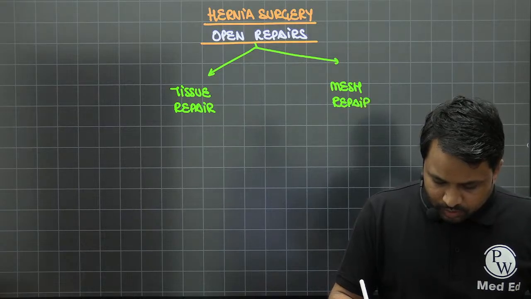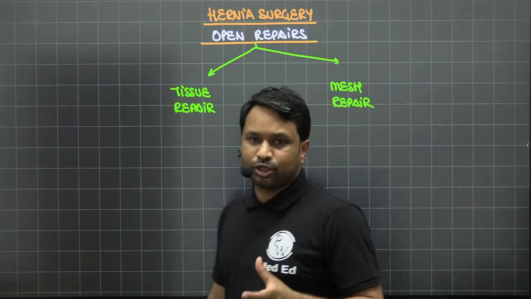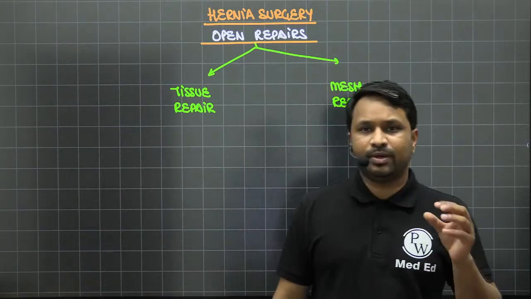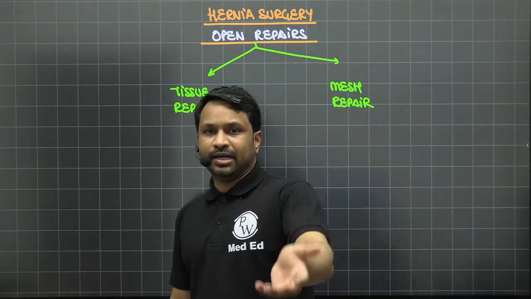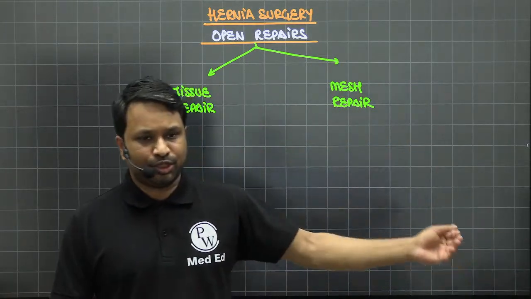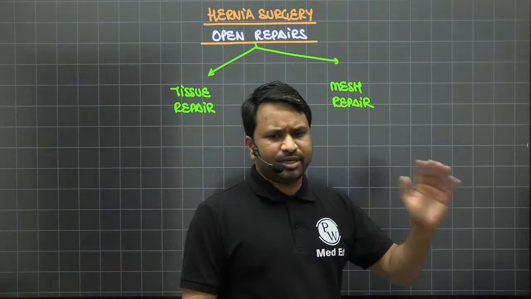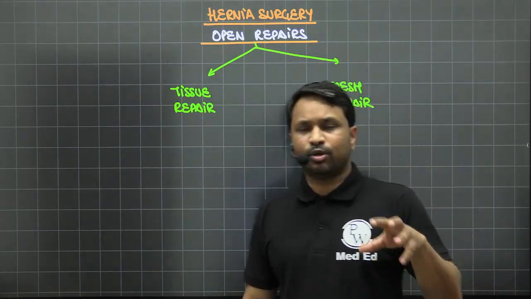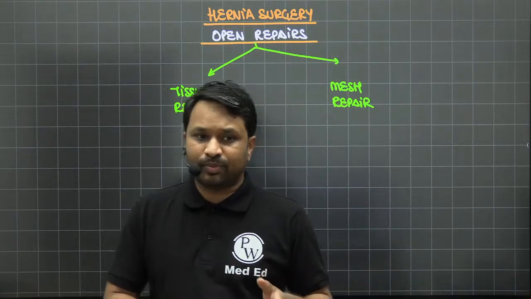Tissue repair is what we call herniorrhaphy. Mesh repair is what we call hernioplasty. The word plasty denotes that we are using a prosthesis there. In this series, we are using mesh. We'll talk about the various properties of mesh, but this is the single most important component to differentiate between a tissue repair and a mesh repair.